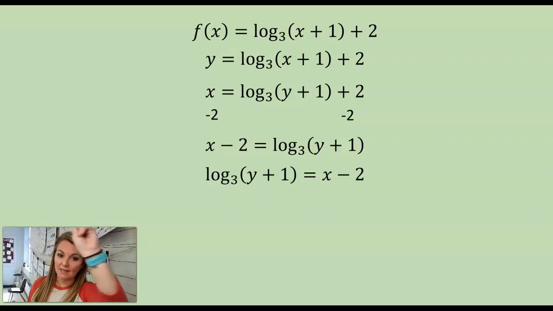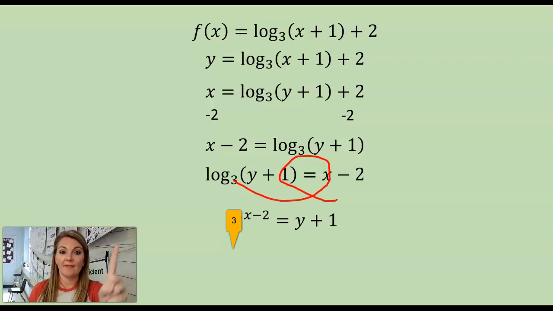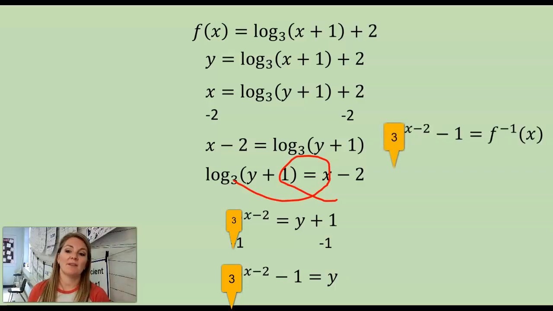Now I'm going to do my e. So I'm starting with my base, I'm starting with my 3, going to x minus 2, and then finishing with y plus 1. Then I subtract 1. So I have 3 raised to the x minus 2 minus 1 is equal to y, which I would then just rewrite as f inverse. Again, just making sure all of this stuff matches.